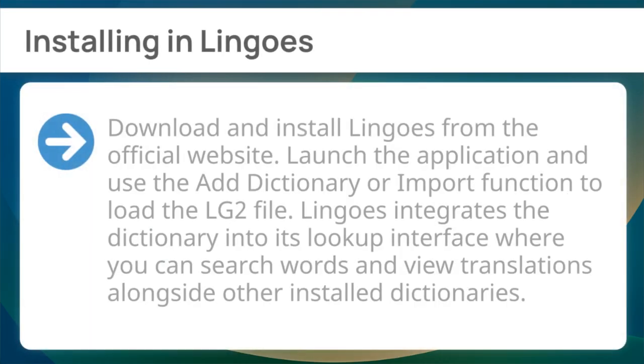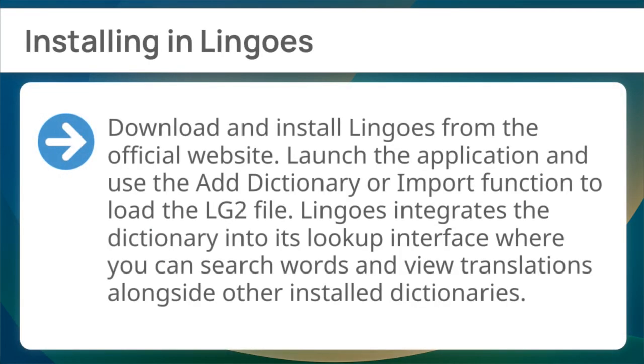First, installing in Lingoes. Download and install Lingoes from the official website. Launch the application and use the Add Dictionary or Import function to load the LG2 file. Lingoes integrates the dictionary into its lookup interface where you can search words and view translations alongside other installed dictionaries.